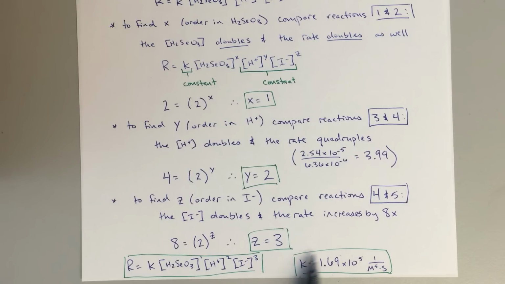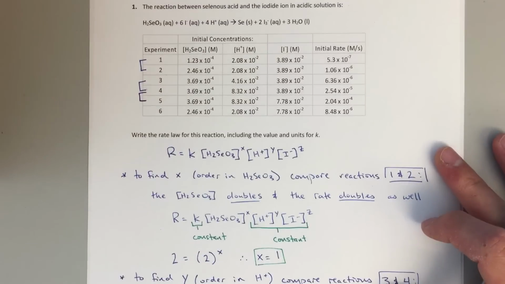Now I'm also going to solve for my K value. The way that I'm going to solve for my K value is I'm going to choose any experiment that I want. I always just choose experiment number 1 and then plug all of the values in. So we've got the initial concentration of H2SiO3, initial concentration of H+, initial concentration of I-, and we've got an initial rate. So we can solve for that K value. This is the value that you should come up with. And then I've also included my units, and I want to include those units just so that the units on R end up being molarity per second. All right, that's that problem. It's a good one.